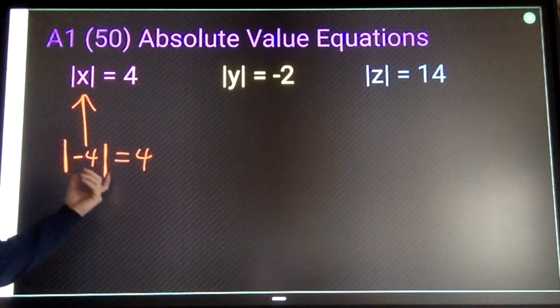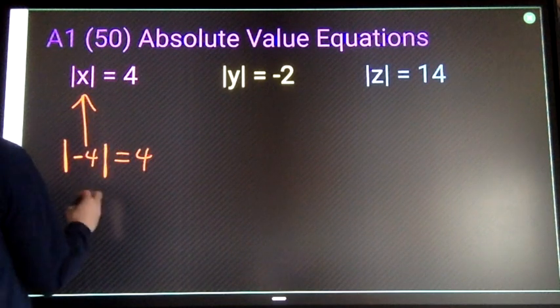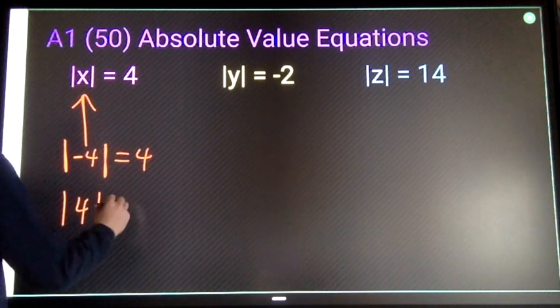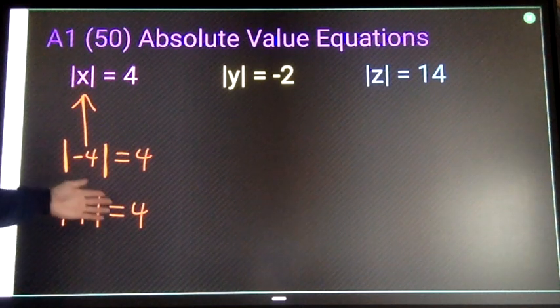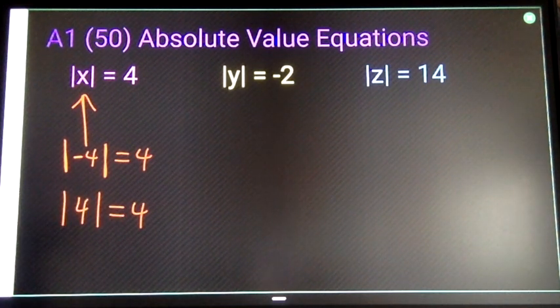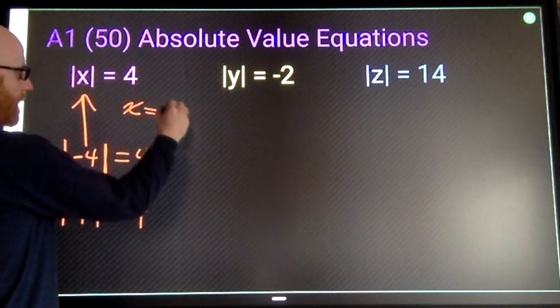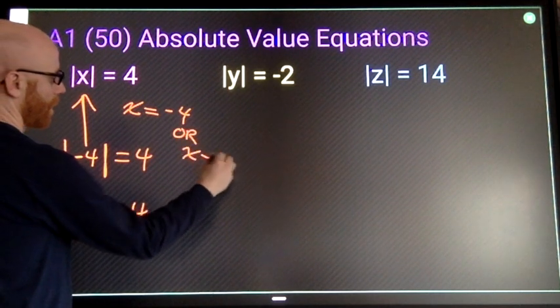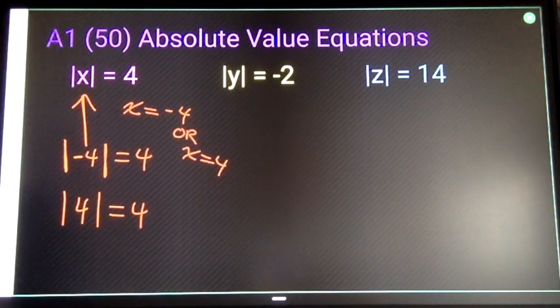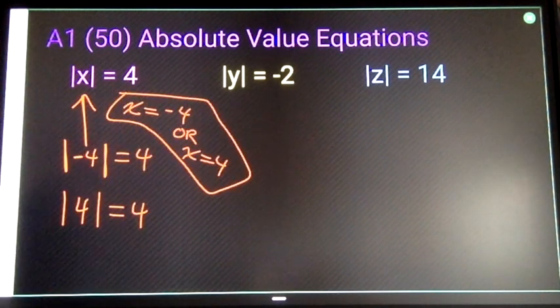So the absolute value of -4 would be +4, but also the absolute value of +4 is also 4, right? So that means that x is allowed to have two different answers. X is -4 or x is +4. And in order to have a complete solution, you have to include both pieces, right? X is allowed to be either of those things.